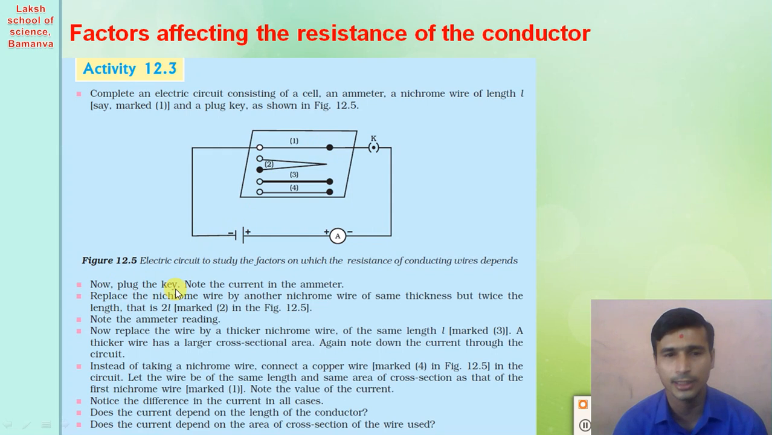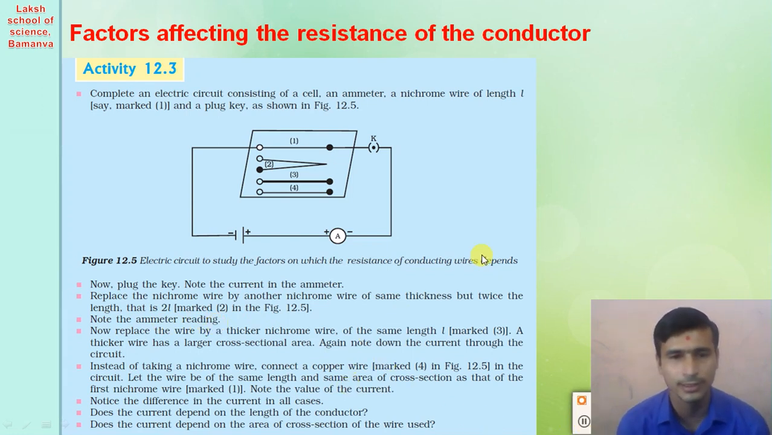Now plug the key and note the electric current in the ammeter, right? So connect the plug key and note down the electric current passing through the nichrome wire, right? The electric current passing through the conductor is shown in the ammeter reading. So note down the ammeter reading. Now replace the nichrome wire by another nichrome wire of the same thickness but twice the length, right? If we increase the length of the wire, what will be the ammeter reading? And note down the ammeter reading.